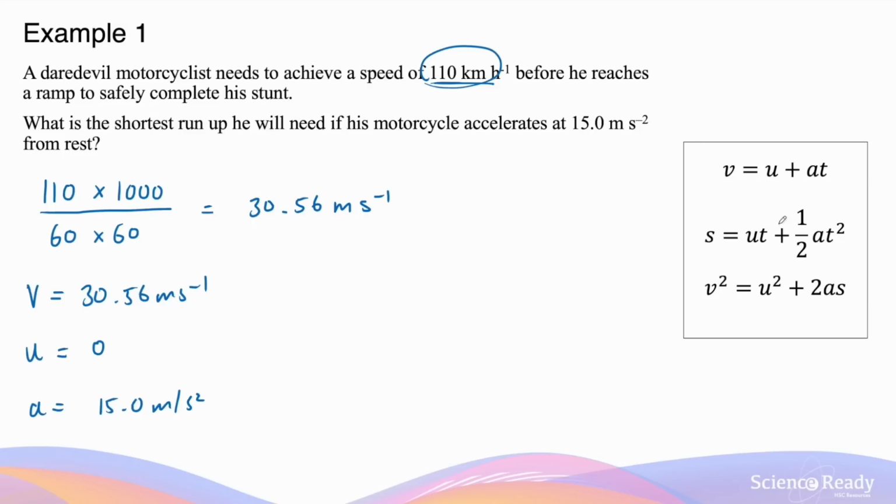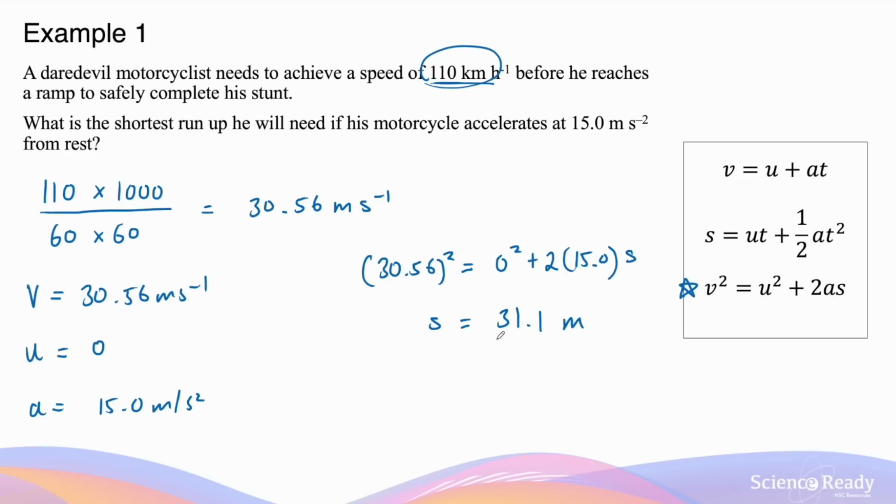Which of these three kinematic equations will help us determine the displacement of the motorcyclist during the acceleration? We'll use the third equation here. V squared equals U squared plus 2as. V squared is 30.56 squared. This is equal to the initial speed squared, which will be 0 squared, plus 2 multiplied by the acceleration, which is 15 meters per second squared, and then we'll multiply by s, which is the displacement. The value of s is 31.1 meters.